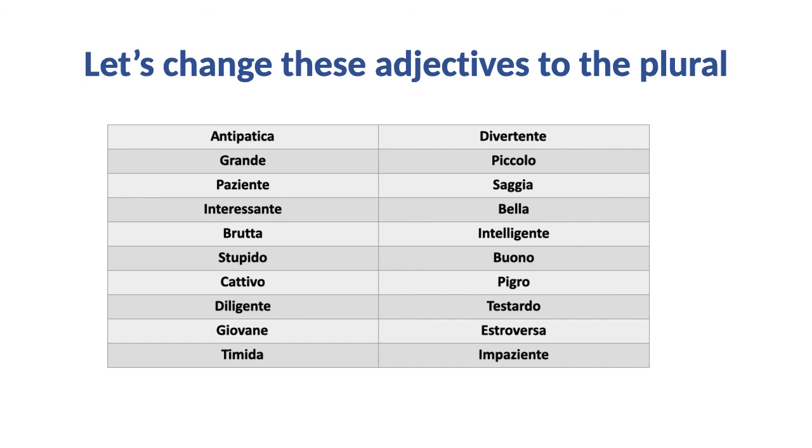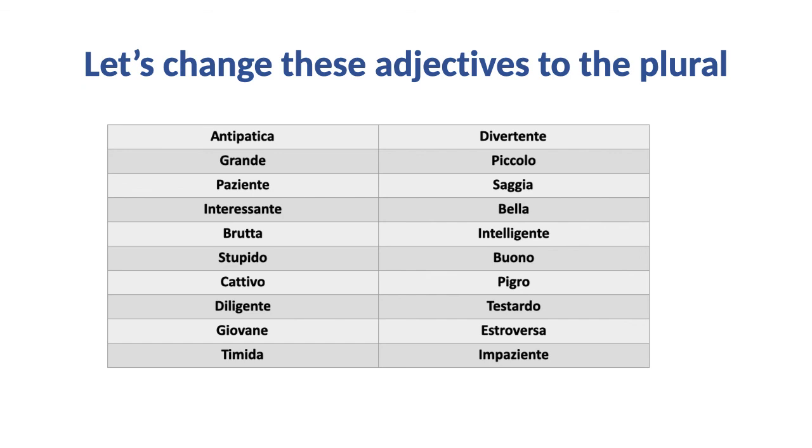For brutta, brutte with an E at the end. A goes to E. For stupido, stupidi. For cattivo, cattivi. For diligente, diligenti, right? O goes to I, E goes to I. Giovane, giovani, E goes to I. Timida, timide, A goes to E. Divertente, divertenti, with an I at the end because E goes to I. And so on and so forth, right? We know those rules by heart, or I hope you do, right? If you don't, review them.